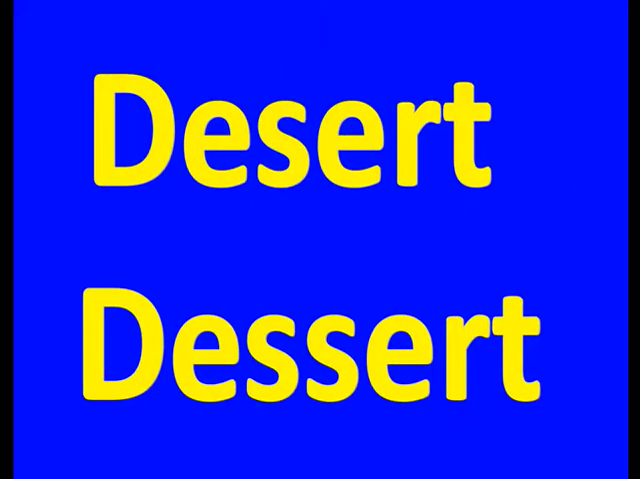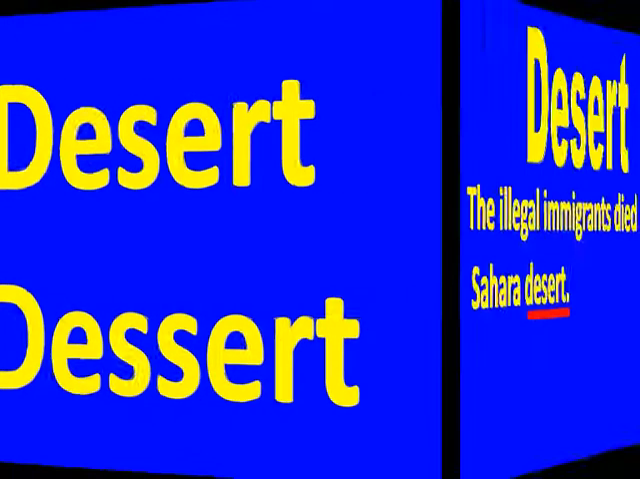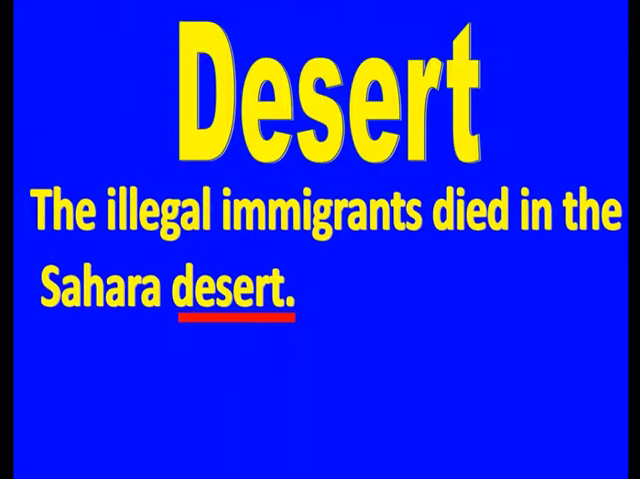Desert. Dessert. These two words are very similar in spelling, except that the second one has double S, while the first one has only one S. But let's focus on that first one first, that has one S. It can mean two things. One, desert means a dry, sandy, barren region. For example, the illegal immigrants died in the Sahara Desert.